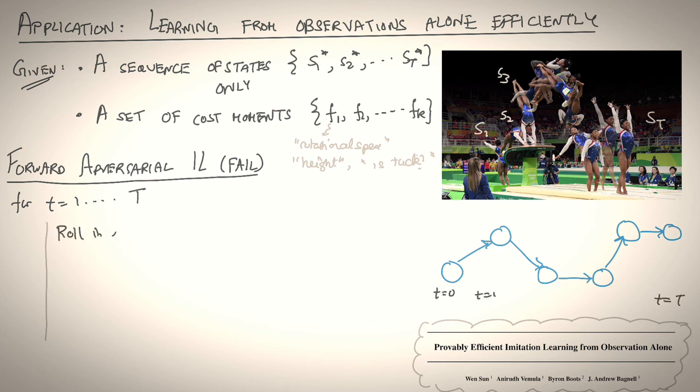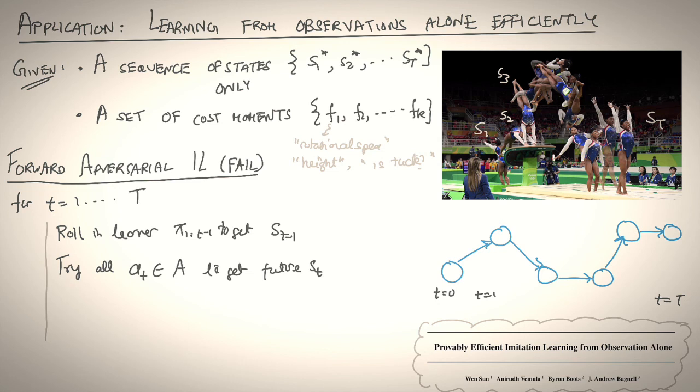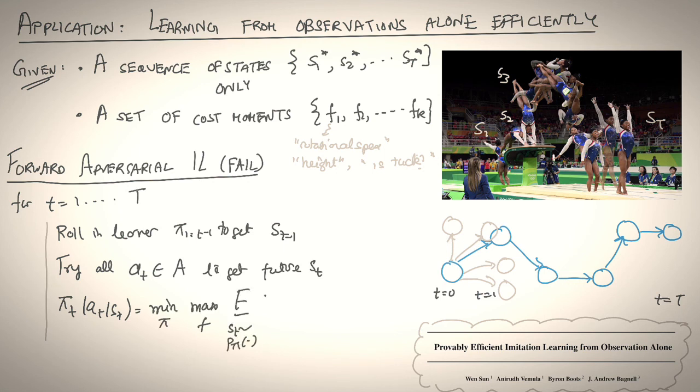For every time step, we're going to roll in the learner to get to the state at that time. And then we're going to try out every single action to see where we get to at the next time step. So let's start from t equal to 0. We're going to try out every single action to get all possible future states. We will then solve for a policy by minimizing the IPM metric, right? So we are trying to find a policy that picks an action that takes you to a next state that's as close to the demonstrated state as possible.